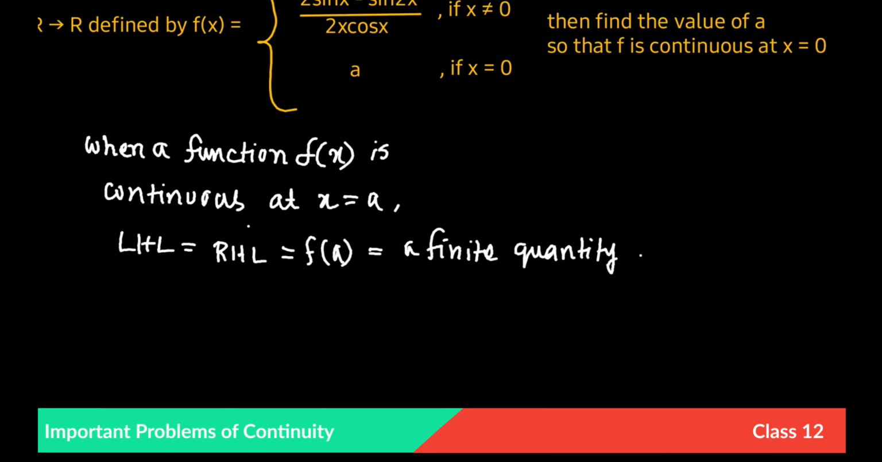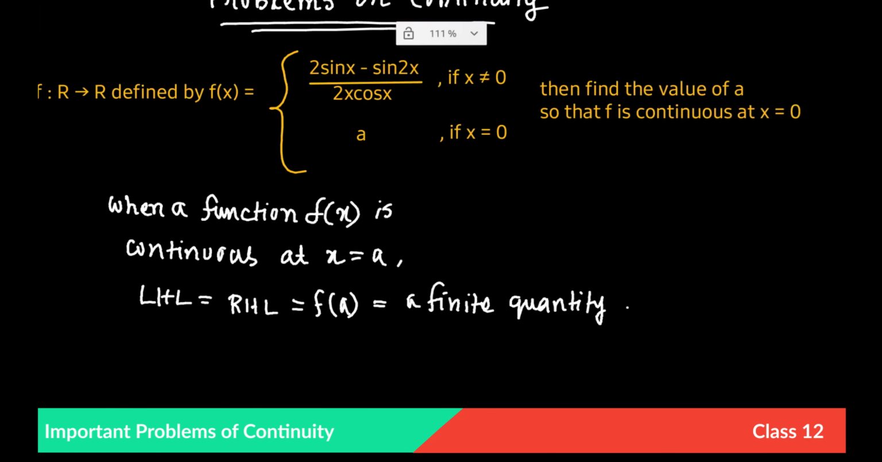Now here it is saying f(x) is defined by (2 sin x minus sin 2x) by 2x cos x if x is not equal to 0, and a when x is equal to 0. Then find the value of a so that f is continuous. That means we have to find the value of a for which the function f(x) is continuous at x equals 0. So it is given that the function is continuous at x equals 0, that means LHL is equal to RHL and it is equal to f of a.